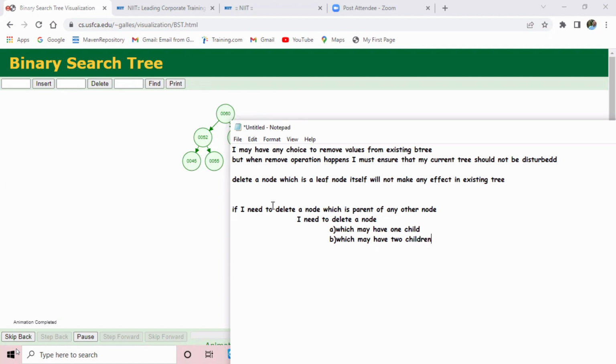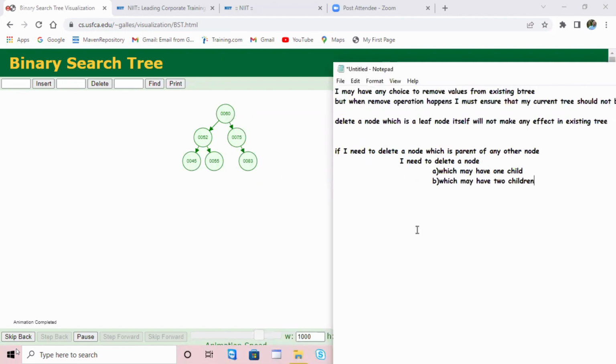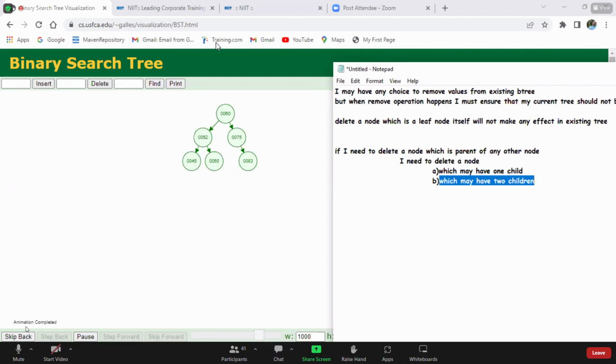Whenever I am going to delete a node from my binary tree, my arrangement of the existing nodes needs to be prepared for two sets of cases: the node may have one child, or it may have two children. For example, can you give me an example from this tree? Which node has one child?